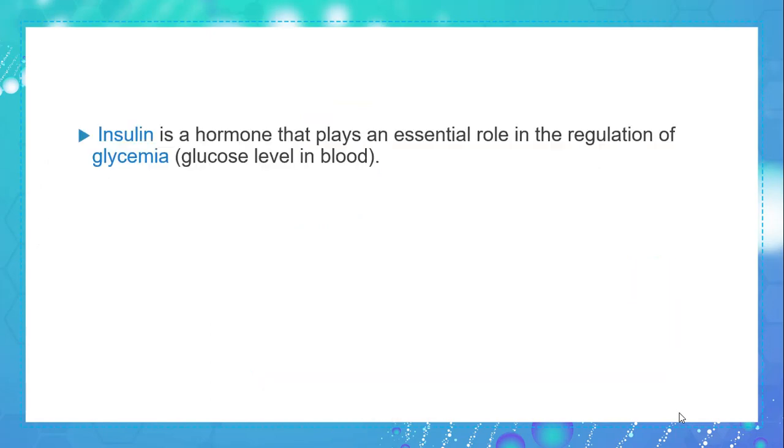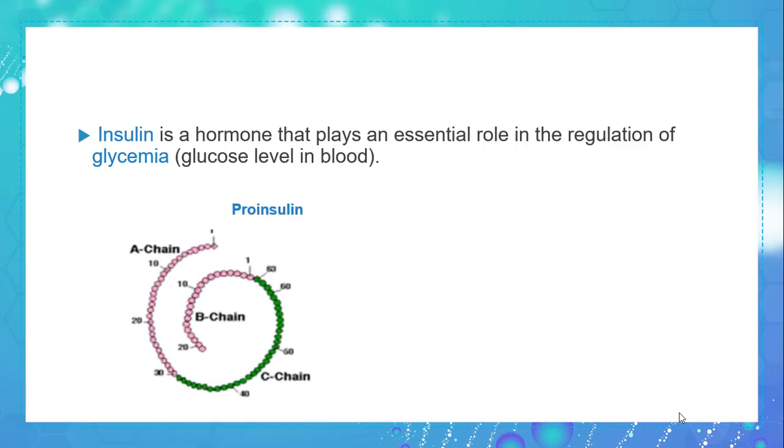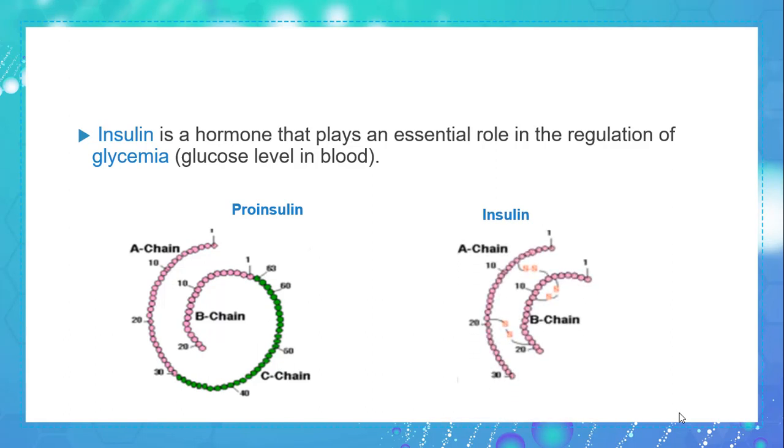Let's take the example of insulin. Insulin is a hormone that plays an essential role in the regulation of glycemia, that is the glucose level in blood. Insulin is first produced in the form of proinsulin, having three chains, A chain, B chain, and C chain, before it turns into insulin having only A chain and B chain. Then the difference between the two molecules is the presence of the C chain in proinsulin and its absence in insulin molecules.